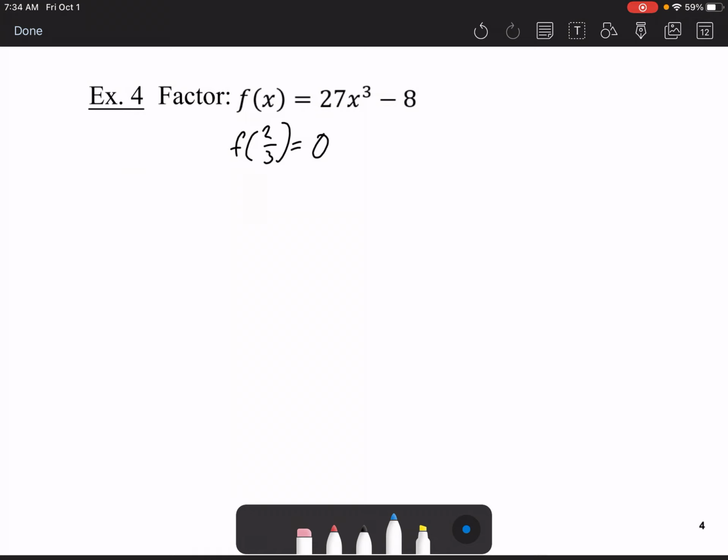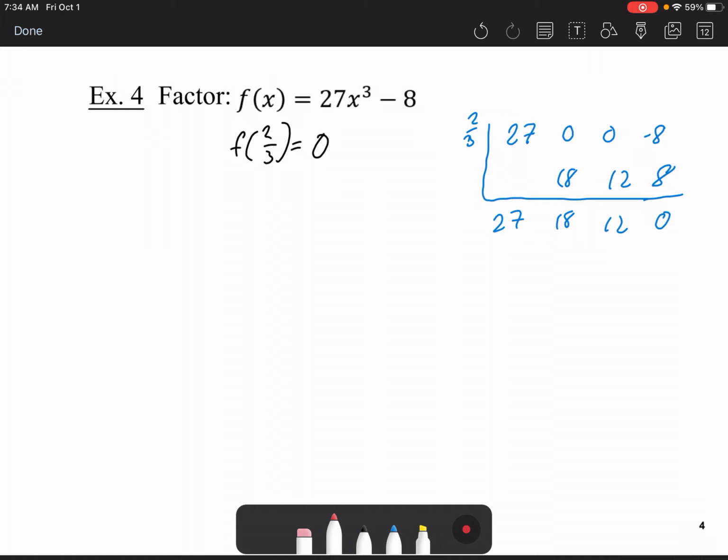So again, I'm going to use synthetic division here. My 0 is 2/3. Leading coefficients are 27, 0, 0, and negative 8. So 27 times 2/3 is 18. 18 plus 0 is 18. 2/3 of 18 is 12. That's 12. 2/3 of 12 is 8, so that's 0.